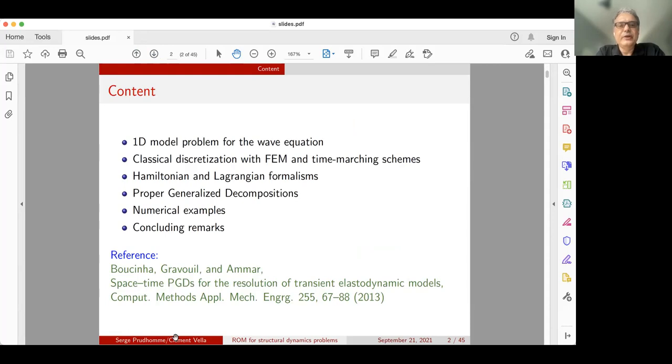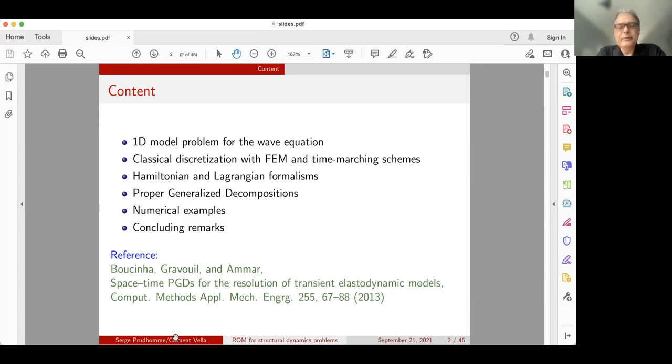And then I'm going to talk about the Hamiltonian and Lagrangian formalisms. That's going to be necessary to introduce a PGD. And what I will try to convey is, although those two formalisms are equivalent at the continuous level, it creates some little issues, differences, when we do the discretization. And I'm going to then give you some numerical examples, and this is when you're going to see the small differences, but which are important. And I will finally conclude.